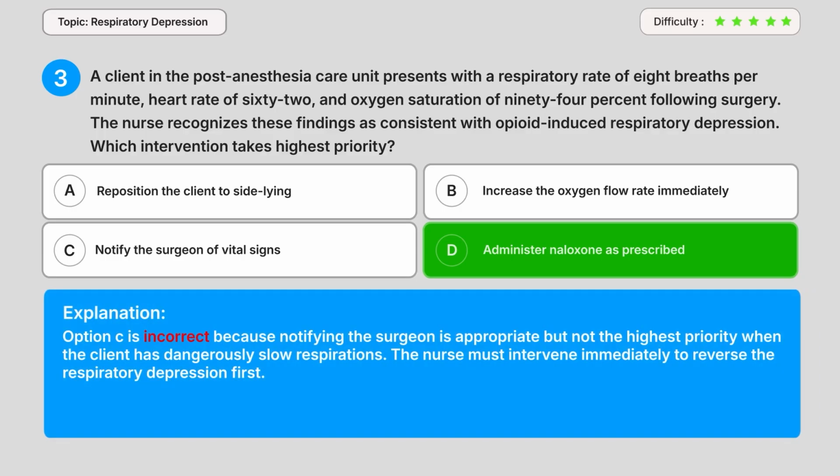Option C is incorrect because notifying the surgeon is appropriate, but not the highest priority when the client has dangerously slow respirations. The nurse must intervene immediately to reverse the respiratory depression first.